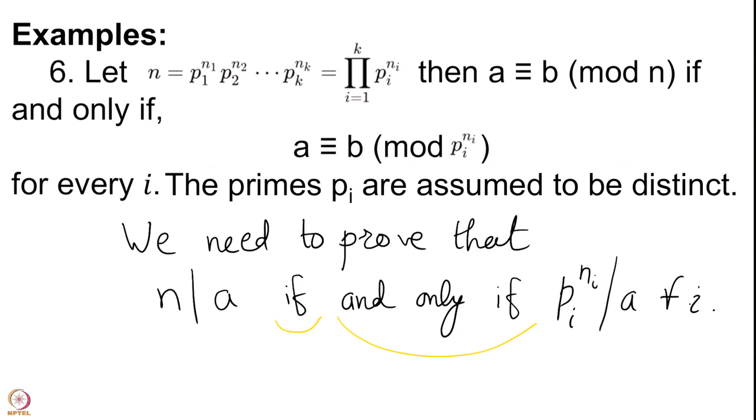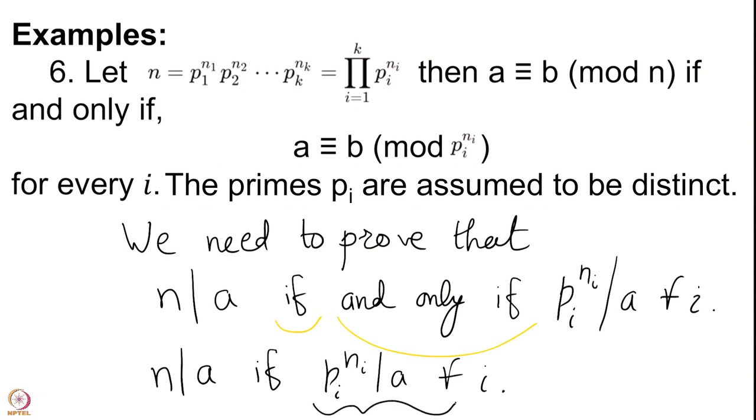What it means to say is that, so let me write this statement down. n divides a if pi power ni divides a for all i. So, we will then have to prove that whenever this condition holds for all i, pi power ni divides a, then n must divide a. So, we will assume this part and we will prove this part. This would be one part of proving this if and only if statement.